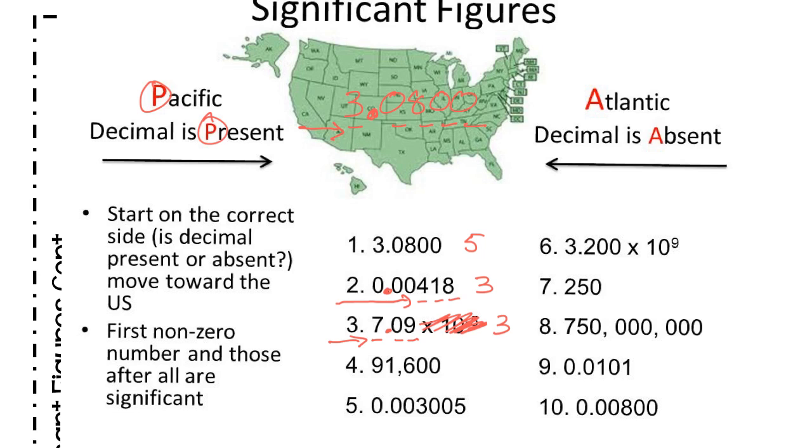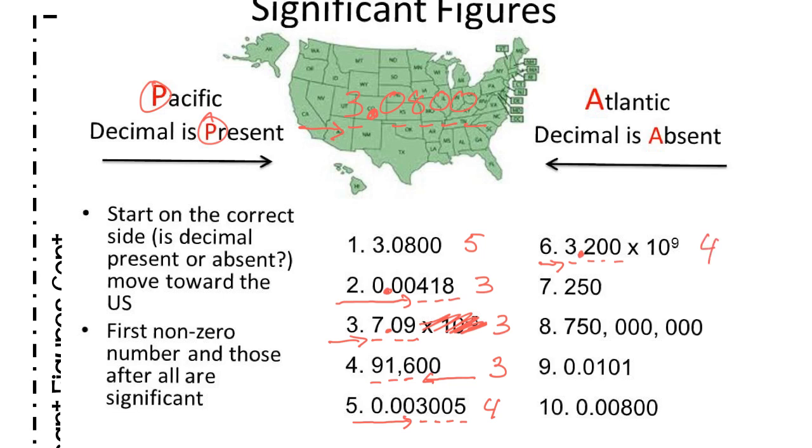Number 4 has the other example. The decimal is absent, so we're going to start from the opposite side, the Atlantic side. And we're going to go this way till we hit our first non-zero number, 1, 2, 3. And again, I'm going to count until I run out. This would have 3 significant figures. Number 5, decimal's present. Start from this side, hit my first non-zero number, 1, 2, 3, 4. Number 6, again, I've got scientific notation. Still ask myself the same question. Decimal absent or present? It's present. Start from this side. 1, 2, 3, 4.